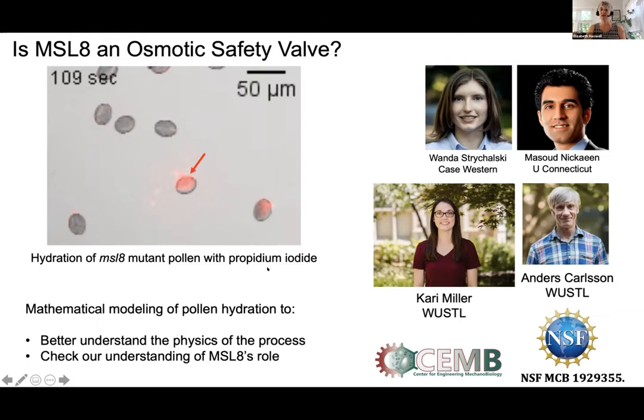So that's the setup. And I think I will now hand things over to Kari, and she can tell you more about the modeling and how we went back and forth between modeling and experimental data.